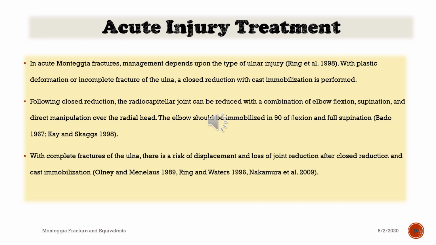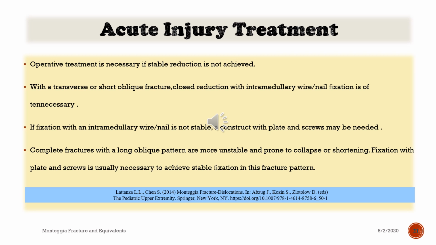With complete fractures of the ulna, there is a risk of displacement and loss of joint reduction after closed reduction and cast immobilization, Bolney and Menelaus 1989, Ring and Waters 1996, Nakamura et al. 2009. Operative treatment is necessary if stable reduction is not achieved. With a transverse or short oblique fracture, closed reduction with intramedullary wire/nail fixation is necessary. If fixation with an intramedullary wire/nail is not stable, a construct with plate and screws may be needed.